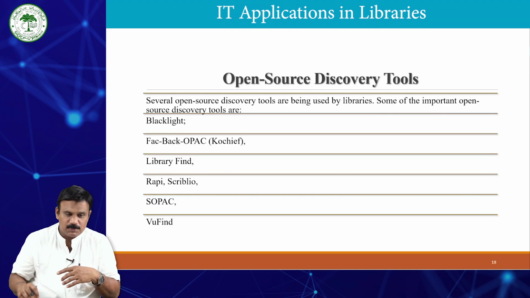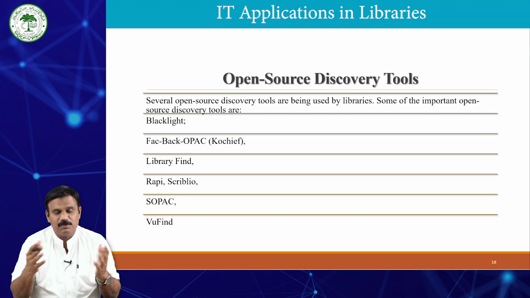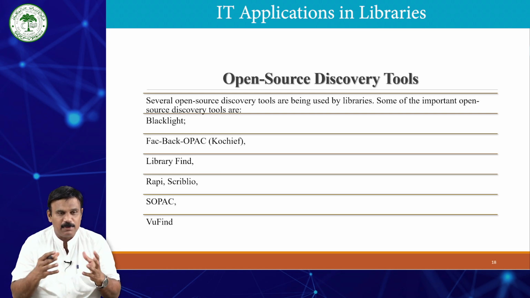Okay, so this is something about web source discovery. You will find two types of web source discovery: one is open source discovery tools, and another is proprietary based web discovery tools. Some examples are Blacklight, FactBack OPAC, Library Find, Rappi, Scriblio, Sopac, VuFind. Okay, you will find a lot of open discovery tools.